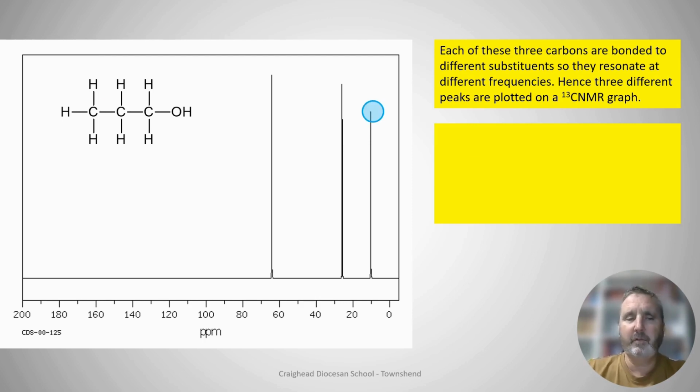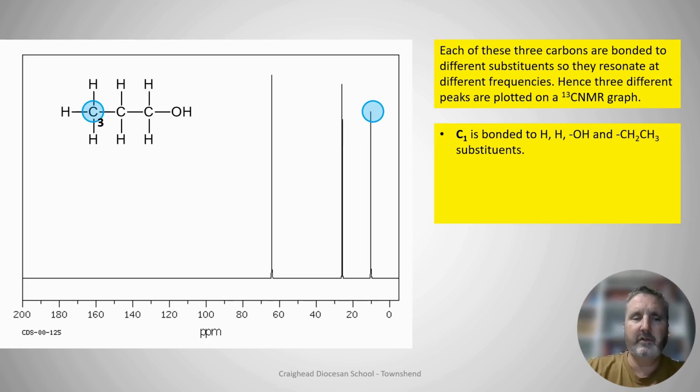This first one here, which I'm going to call carbon 3, is bonded to a hydrogen, another hydrogen and a third hydrogen, and then it's bonded to a CH2, CH3, so it's got this whole substituent group here that it's bonded to, and it's also bonded to these 3 hydrogens.